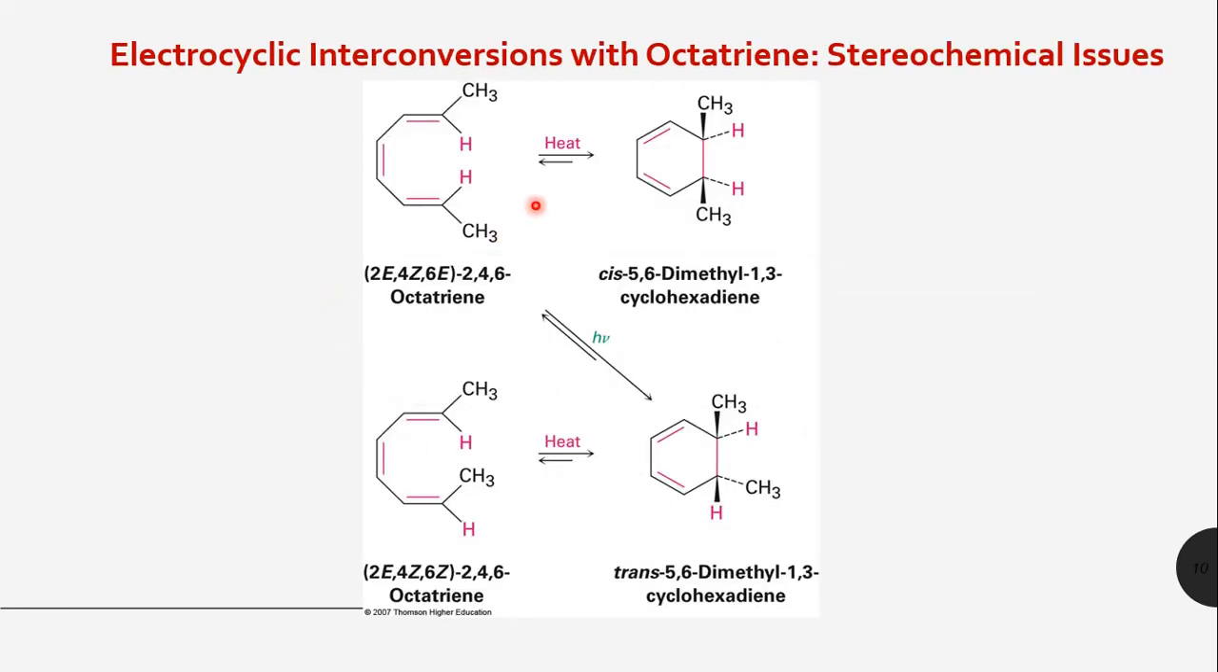Let us extend it further to the octatriene system. So from 4N, we are going to a 4N plus 2 system. So this is 2E,4Z,6E octatriene. On heating, it gives me the cis 5,6-dimethyl-1,3-cyclohexadiene. If you take its diastereomer, on heating it gives me the trans product.